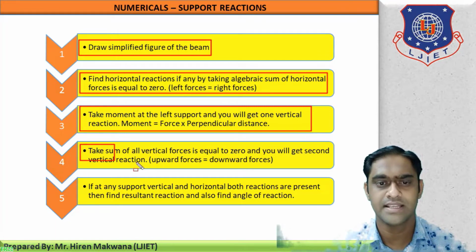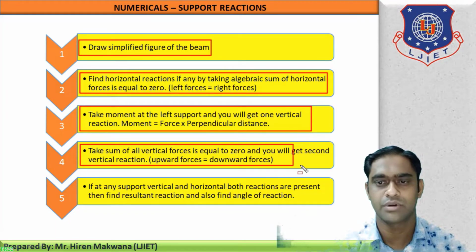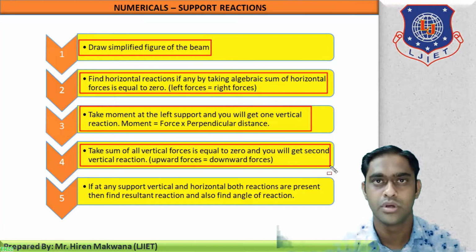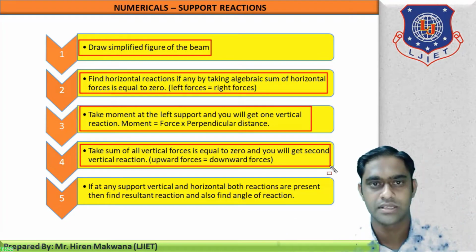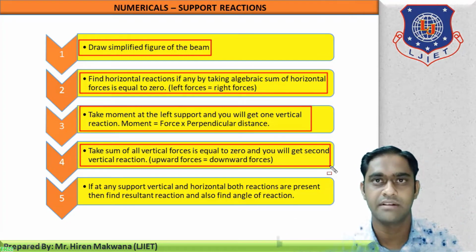Step number 4, take sum of all vertical forces equal to 0 and you will get the second vertical reaction. Means upward forces equal downward forces. What you have to do? You have to take all the vertical forces present in the figure and equate the algebraic sum of it to 0. Means upward forces is equal to downward forces. Then you will find the second unknown vertical reaction.